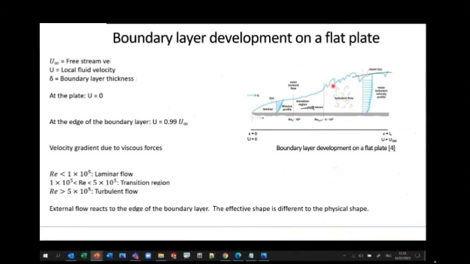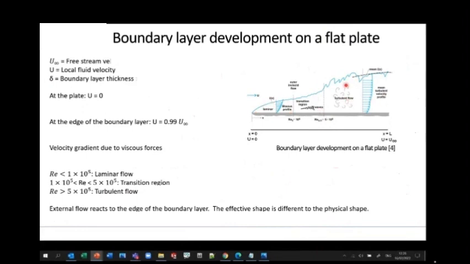At the back of the plate here, when our Reynolds number is very large, roughly 5 × 10⁵, our boundary layer is turbulent. And in between the two regions there, we have this transition region when our boundary layer is moving from our laminar flow to our turbulent flow.